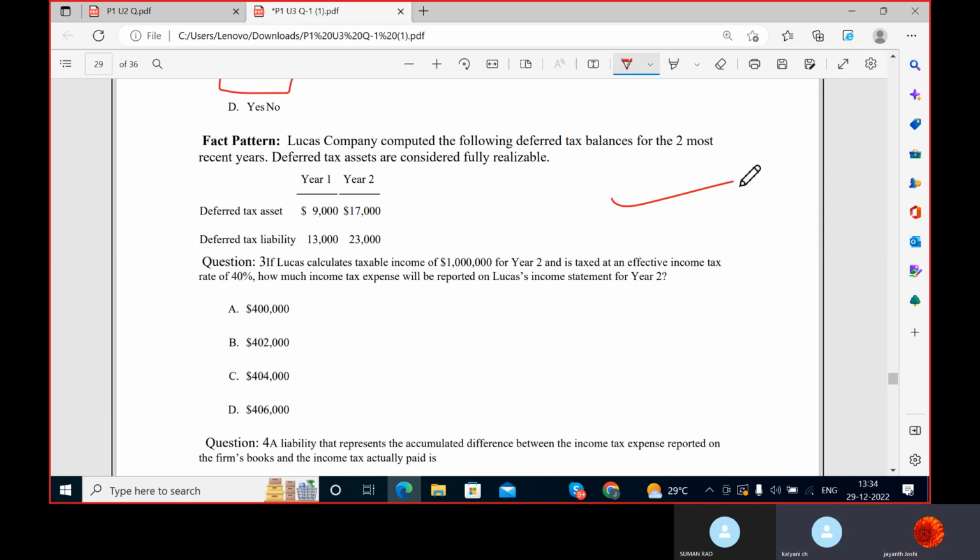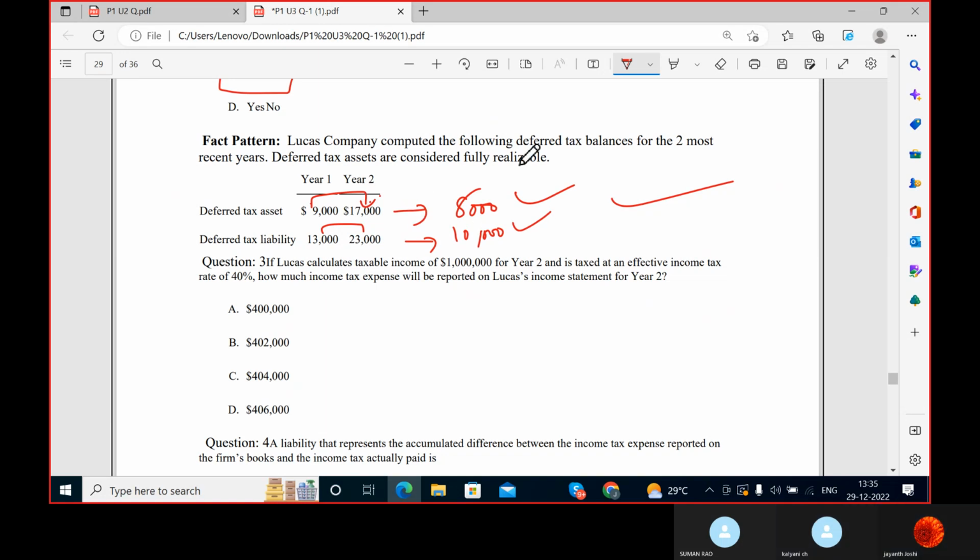So what happens here is, please try to understand what I'm doing. Lucas Company computed the following deferred tax balances for the two most recent years. That means year 1, year 2. Year 1 deferred tax asset is 9,000. Year 2, 17,000. How much is the difference in deferred tax asset? 8,000. That means this much increment is seen. And the difference in deferred tax liability? 10,000. That means this much increment is seen in both the accounts.